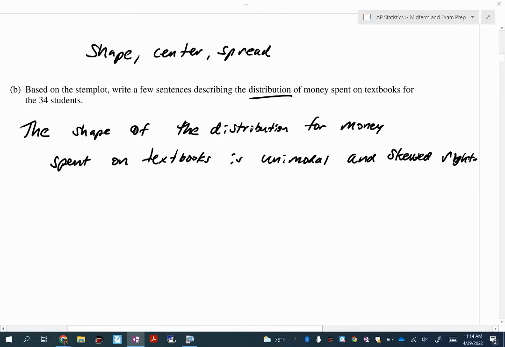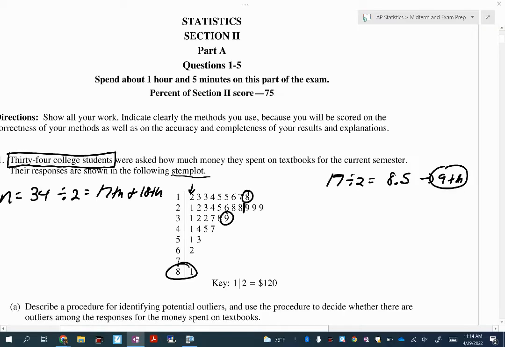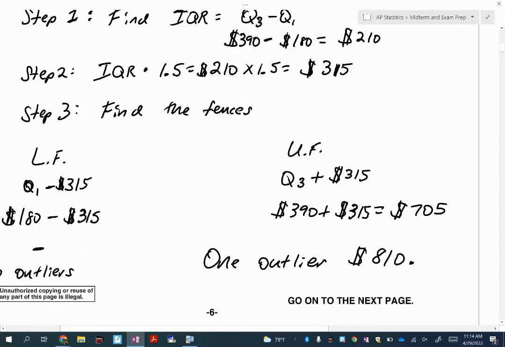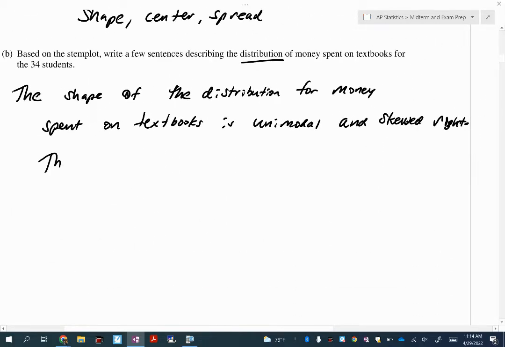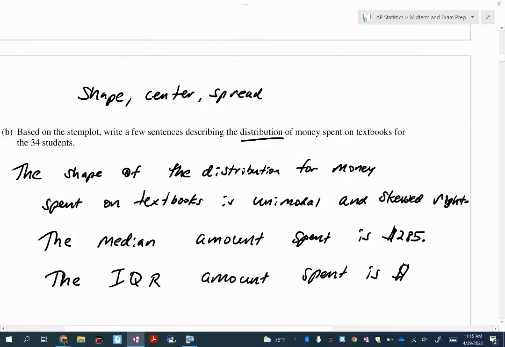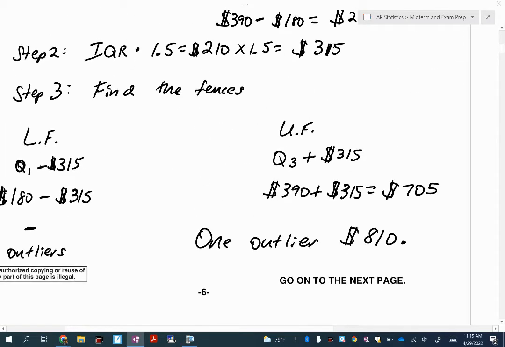And then for the center, we already mentioned the median when I was trying to find the quartiles. The median is in between 280 and 290, which would be 285. So the median amount spent on textbooks is $285. And finally, for the spread, we actually already found a measure of spread. We found the IQR, so let's just use that. The interquartile range for the amount spent on textbooks is $210.